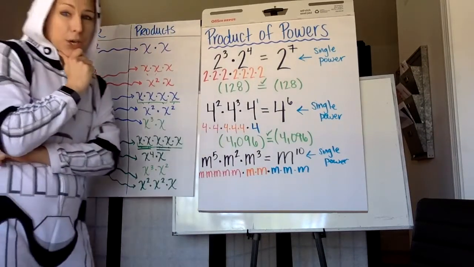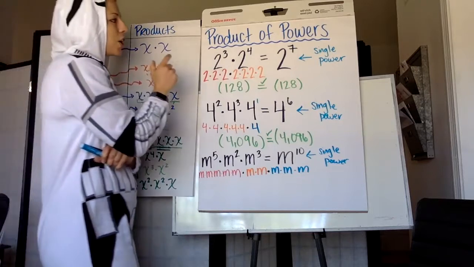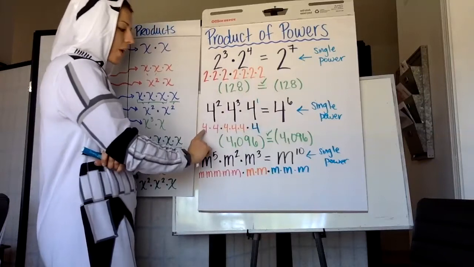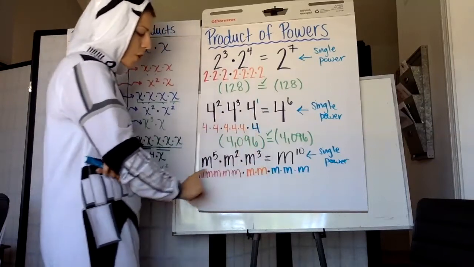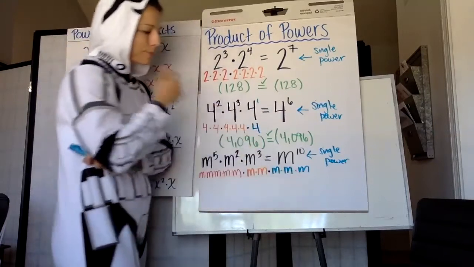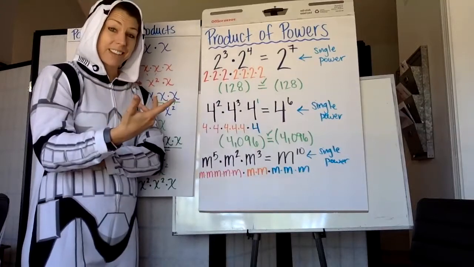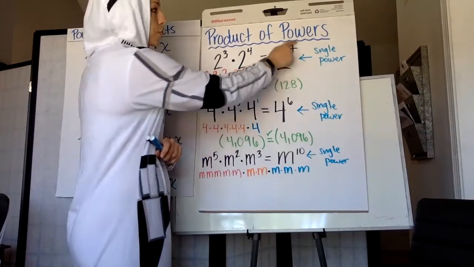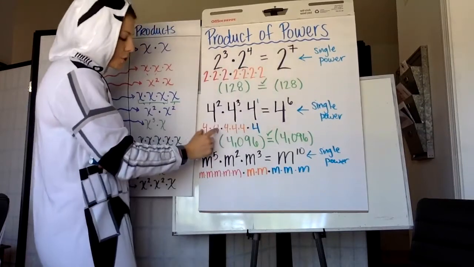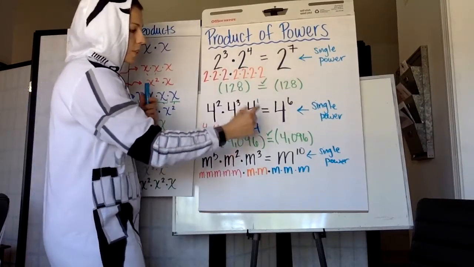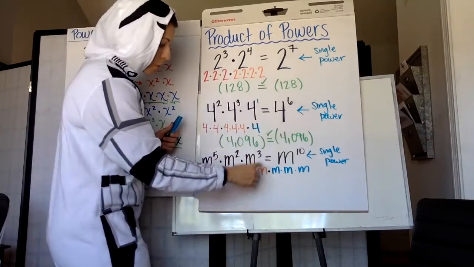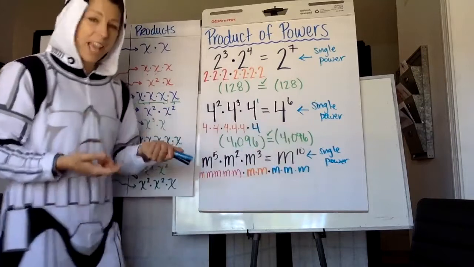Really, what I notice is that when you're counting up the total 2s, or the total 4s, or the total m's, you're actually adding, aren't you? Like there's 3 here plus 4 more for a total of 7. There's 2 here plus 3 more plus 1 more for a total of 6. There's 5 plus 2 more plus 3 more for a total of 10.